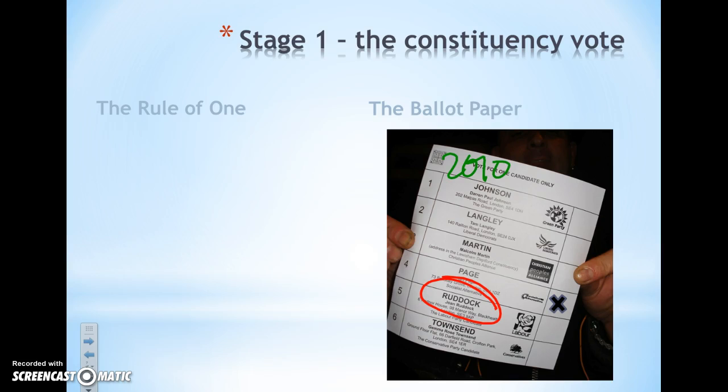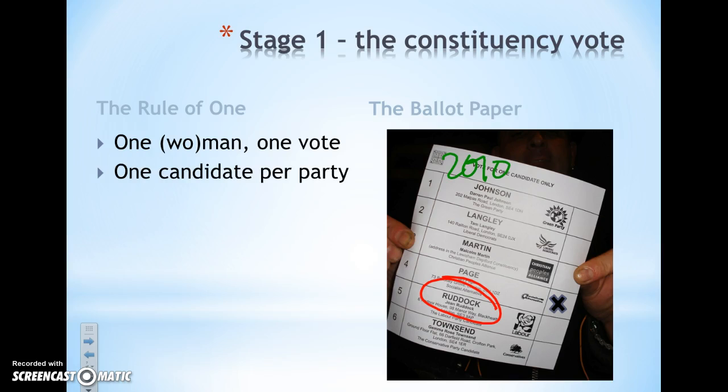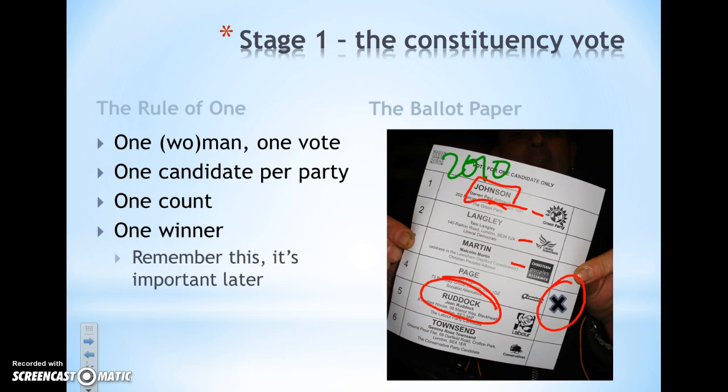And in the first past the post system, which is the system we deploy, I call it the rule of one. And it works like this. Well, it's one man, one vote, or one woman, one vote. Yeah, we sort of sorted that out in about 1929. One candidate per party. Here you can see each of the parties represented. There's the Greens, there's Lib Dems. Each of them has got just one candidate, so one candidate per party. And you'll also notice that the punter has got one vote. One vote, and there's one count and there's one winner.